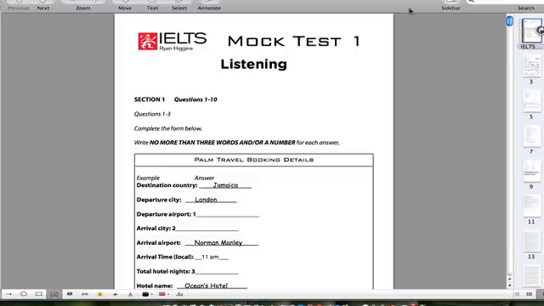IELTSlisteningblog.com. Mock IELTS Listening Test 1. This recording is copyright EnglishRyan.com.